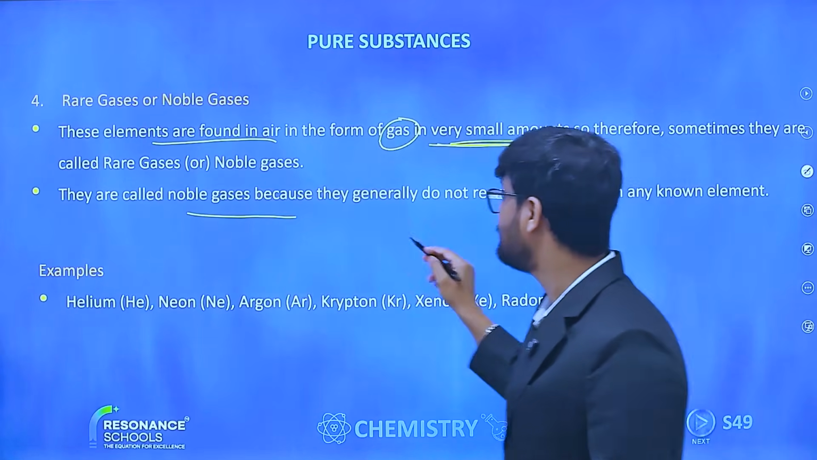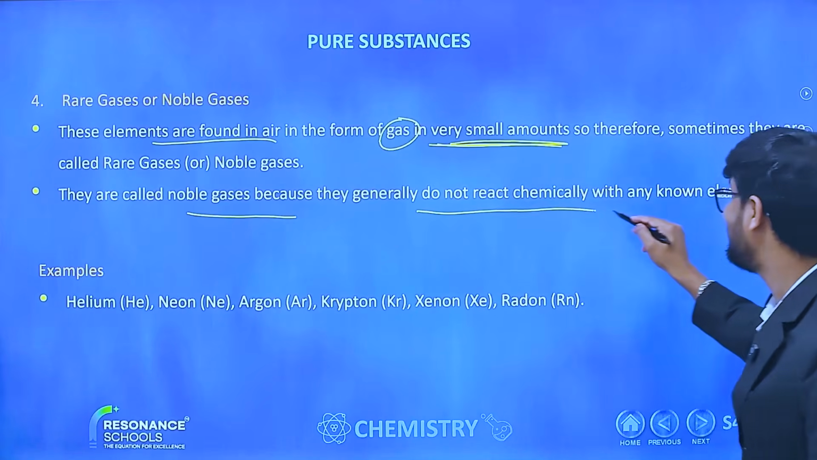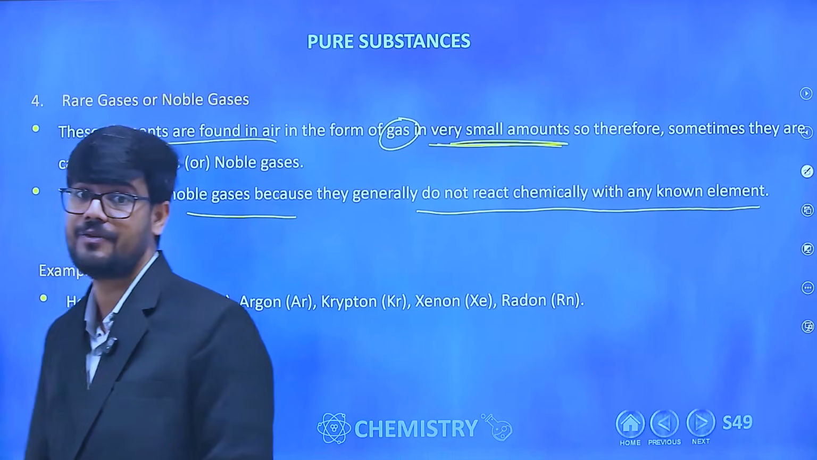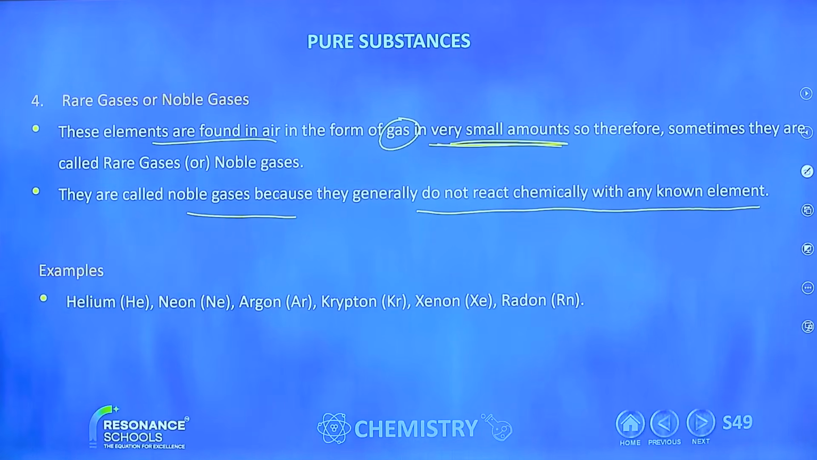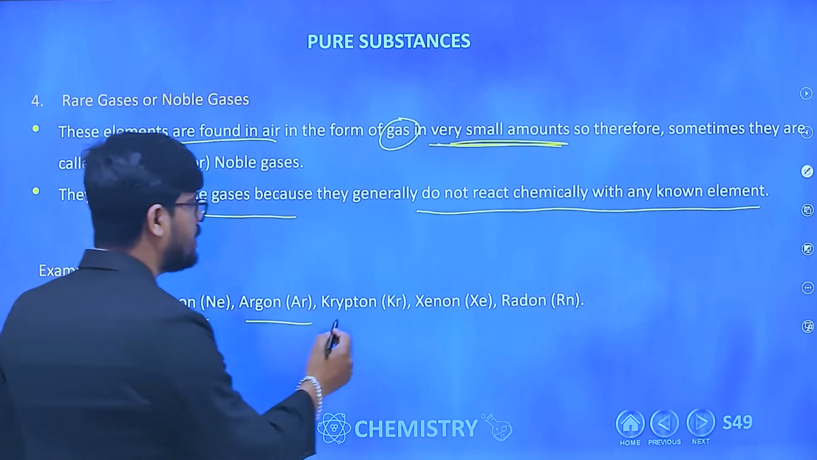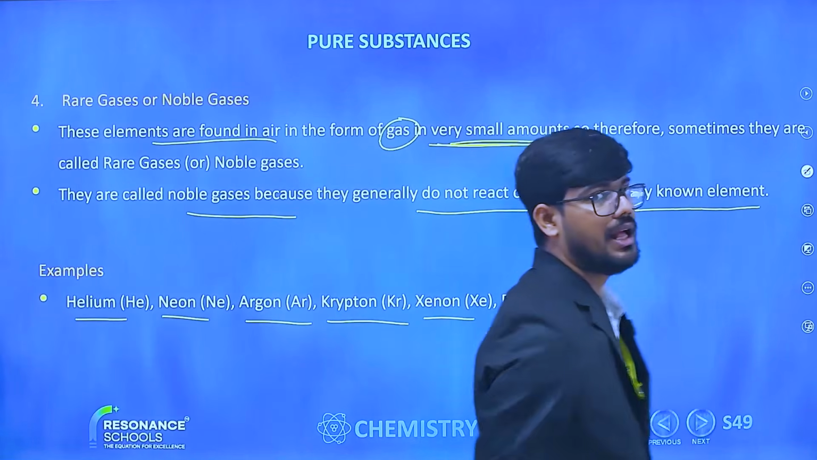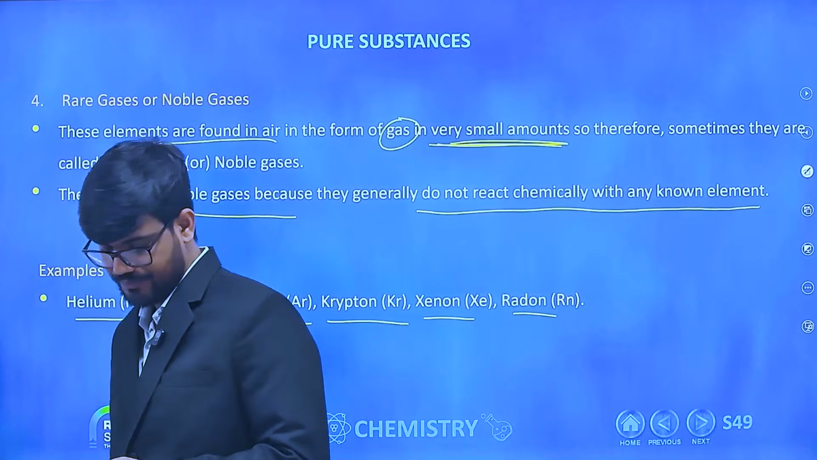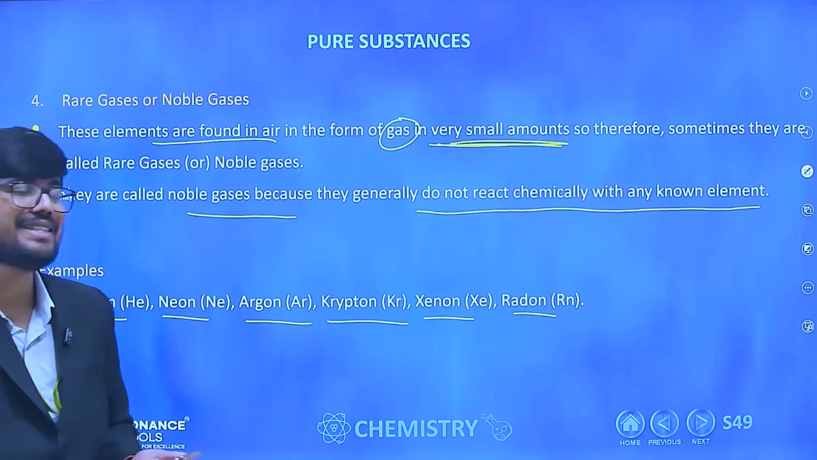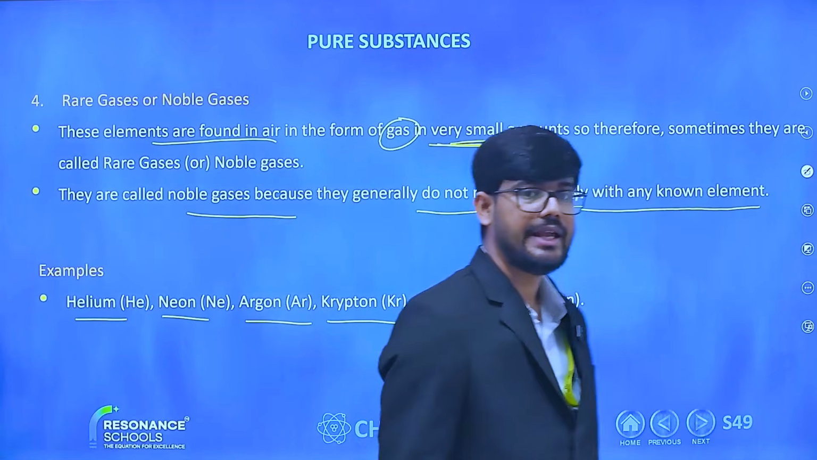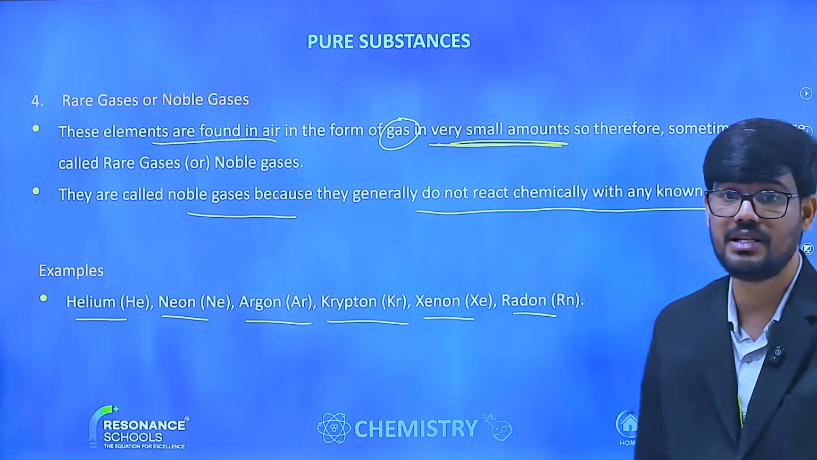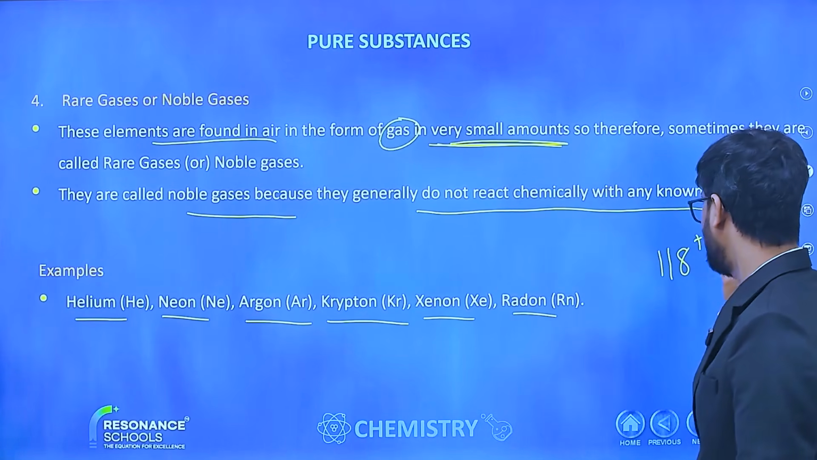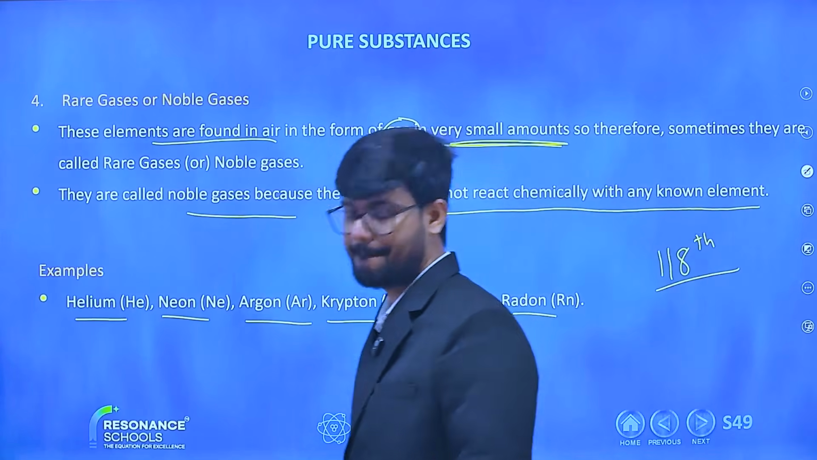They are called noble gases because they generally do not react chemically with any known element. So these two points are very, very important. Examples: helium, neon, argon, krypton, xenon, radon. Related to this, I have one question. Do you know the latest element in the periodic table? Which one is the latest element? 118. Do you know the name?